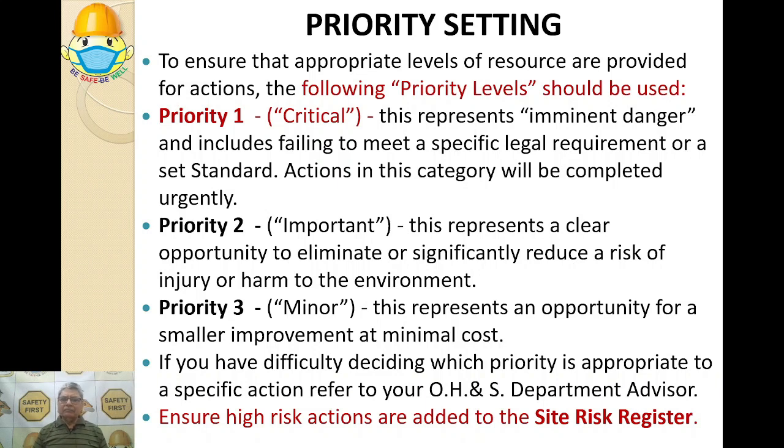So whatever the risks are which are lying between 1 and 4, but if there is still scope for improvement, you can take it on the 3rd priority. If you have difficulty deciding which priority is appropriate to a specific action, refer to your OH&S department advisor. So if an operational manager of a particular section of the operations is not able to decide the priority, he should take the help of the safety officer or OH&S advisor.